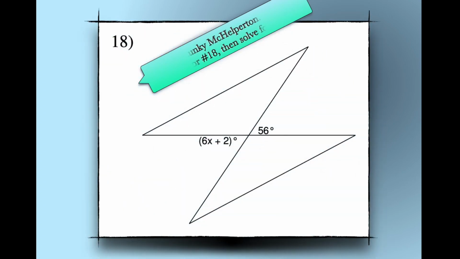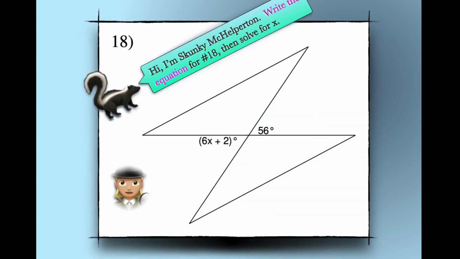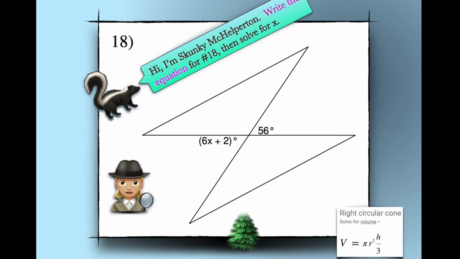And finally, number 18, a little bit simpler one than the last one. Maybe a tricky looking diagram, but the knowledge you have of those types of angles should make the equation very simple. Write that, solve it, and you'll know what x equals.